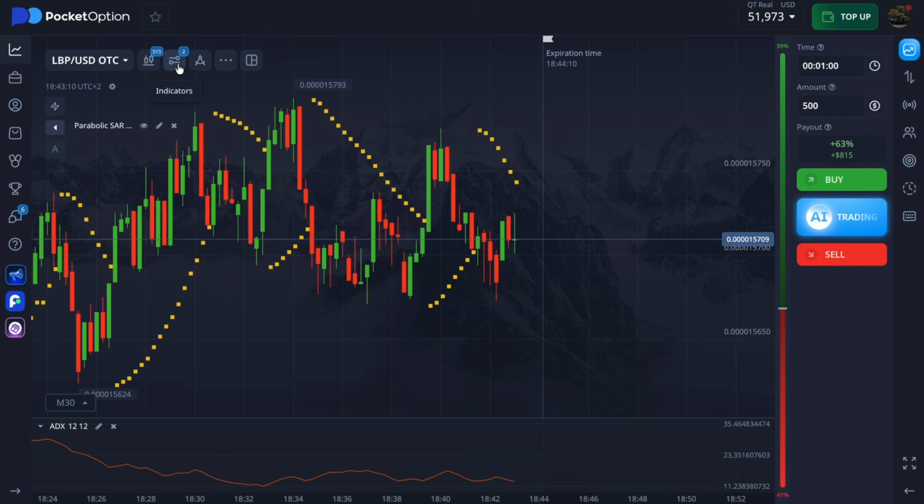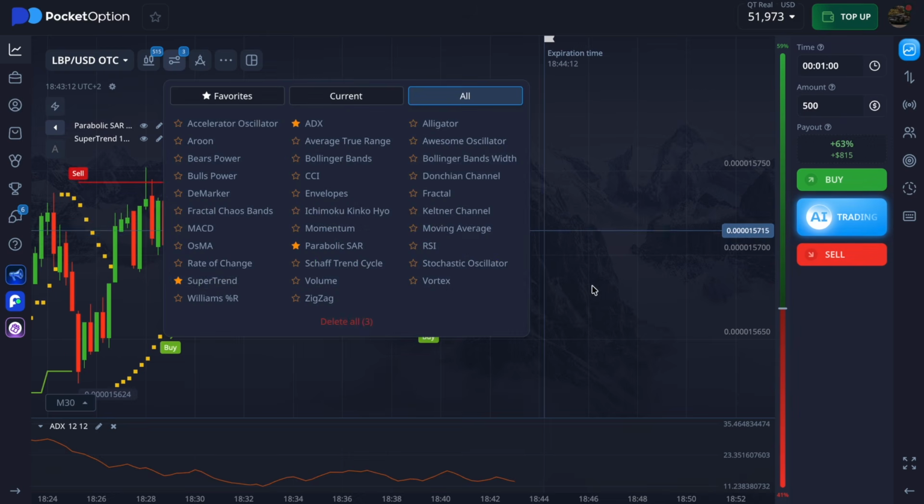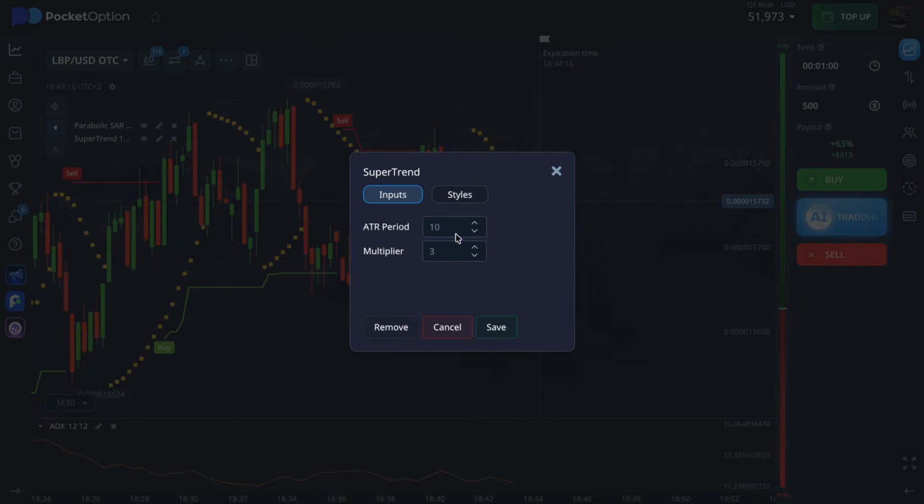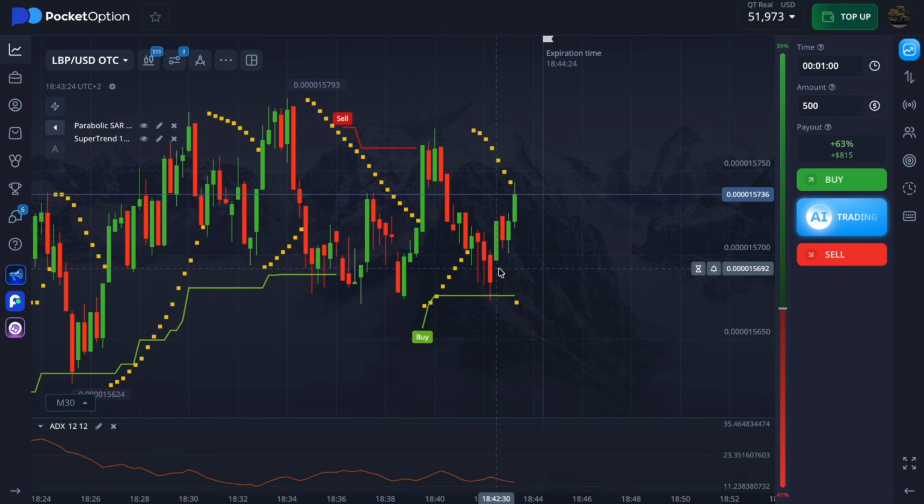And the last indicator that I will use today is called the SuperTrend indicator. I add it to the chart, then go to the settings. Here, I set the period to 12 and I leave the second parameter at 3. I don't change anything in the styles and just press the Save button.